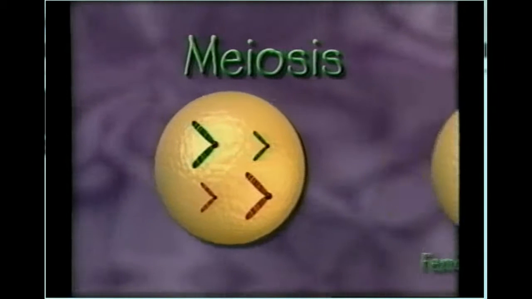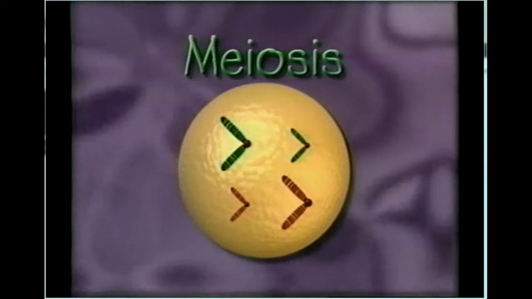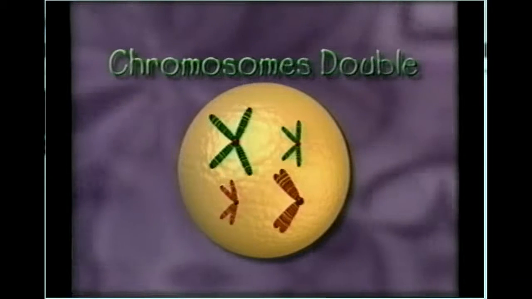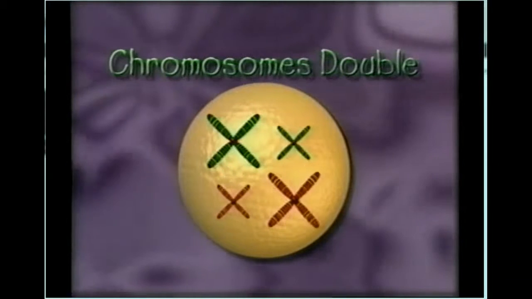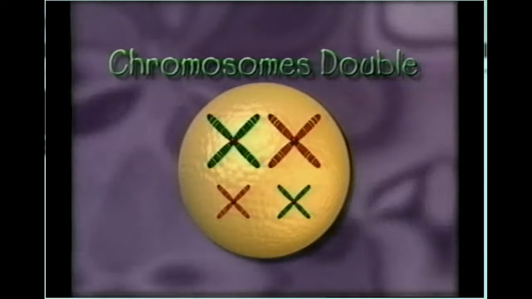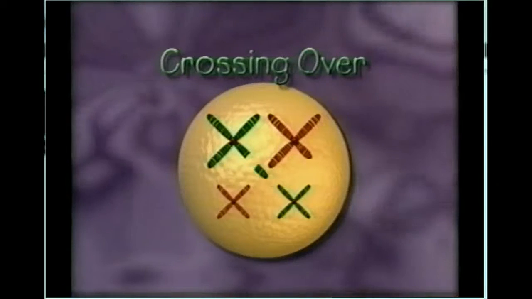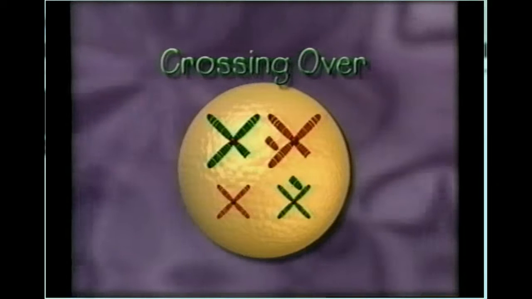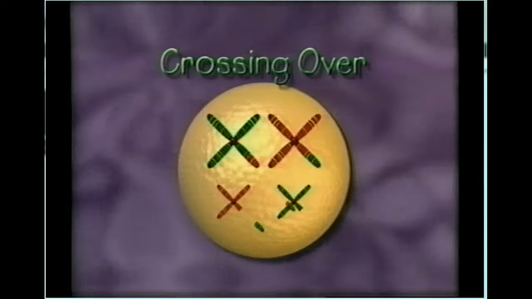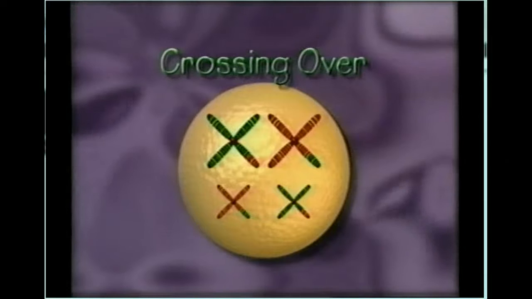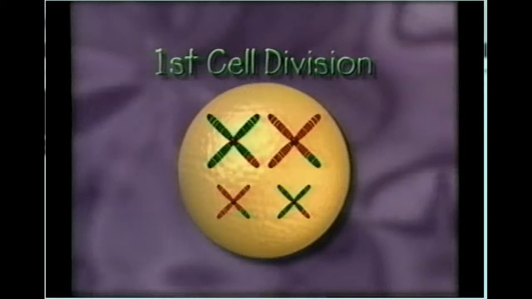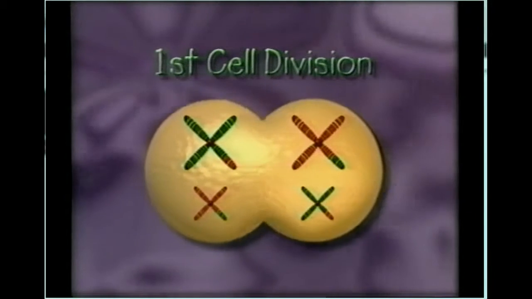The first thing that happens during meiosis is that the chromosomes in a cell double, or replicate. At this stage, chromosomes can exchange genes in a process called crossing over. Crossing over produces new combinations of genes and increases genetic diversity. Next, the cell divides, with the chromosome pairs separating equally and segregating independently to produce 2 cells.